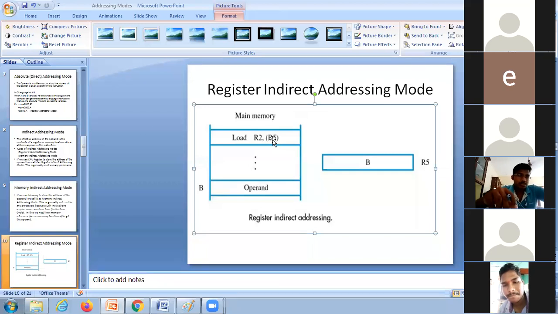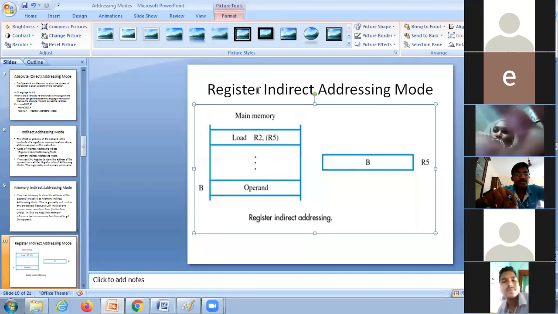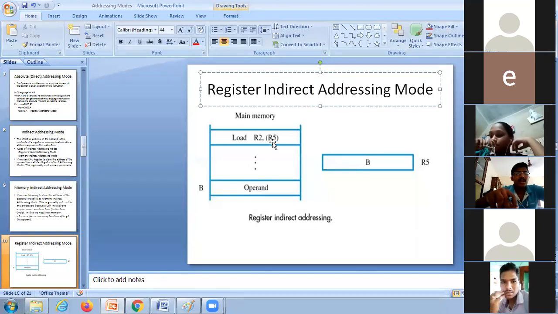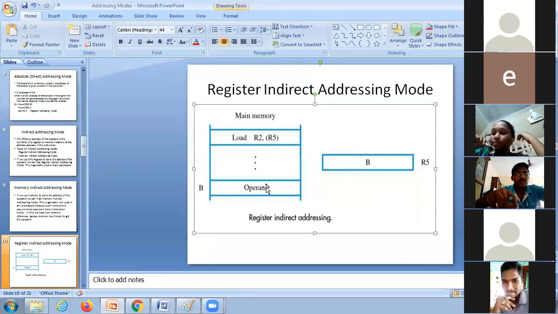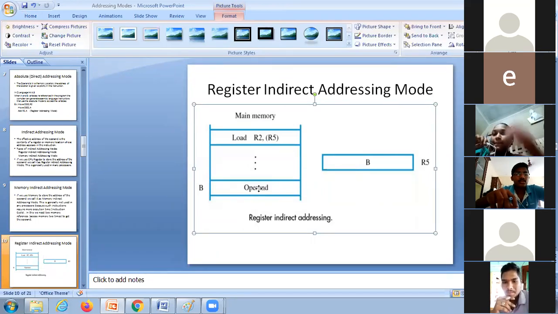Respond, please. Register, sir. Yes, we are using register for indirection. Thus, this is called register indirect addressing mode. So whatever the value is there in R2, that value will be here in the address B. How does this B come? B comes through indirection from R5. Any more explanation is required for this? No, sir.